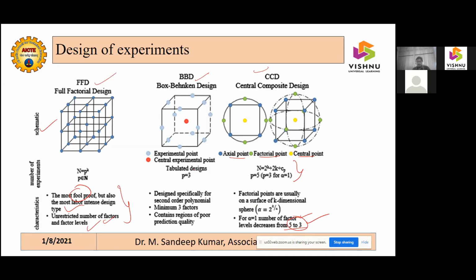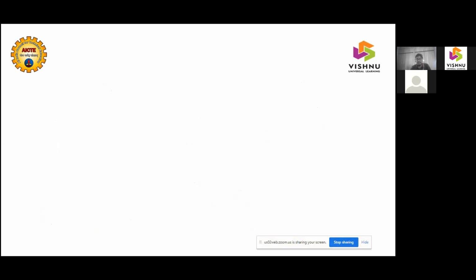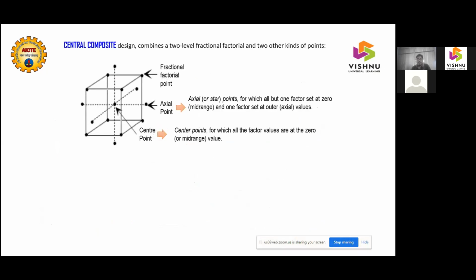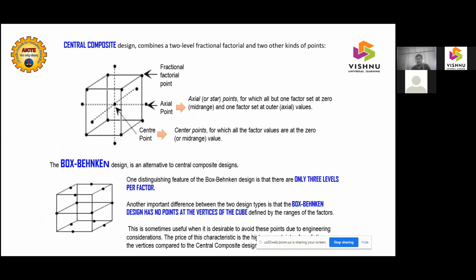Box-Behnken, I have told you what the restrictions are with Box-Behnken. We are only concentrating on the middle levels. Most of the time, I am concentrating on the middle levels. I will also tell you why that is. And we don't go for extreme conditions. So what happens is, it is a design specifically for a second order polynomial, that is fine. Minimum 3 factors are required. It contains a region of poor prediction quality. Sometimes we are only trying to check outside of the scope a bit. So that is why Box-Behnken is there. Yeah, so this we have already seen in detail for central composite and Box-Behnken.